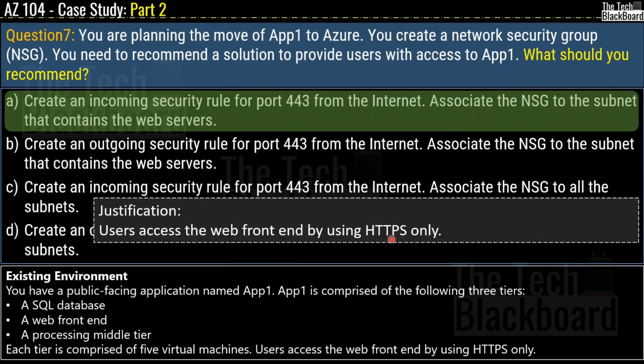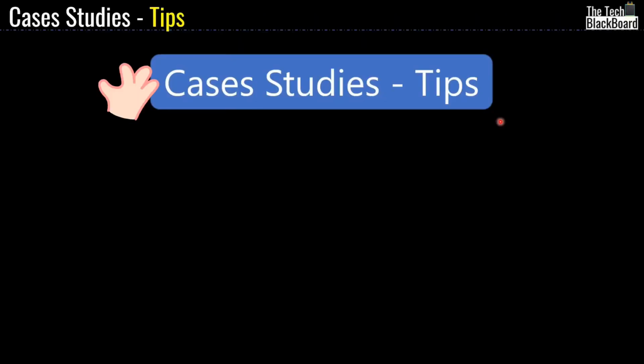And that's why we have chosen option A, where we have to create a security rule for port 443 from the internet and also associate the NSG to the subnet that contains the web servers. I hope you liked the case study and it will surely help you prepare better for the Azure certification.